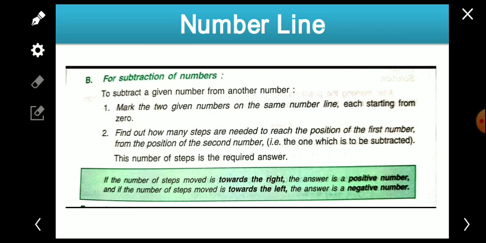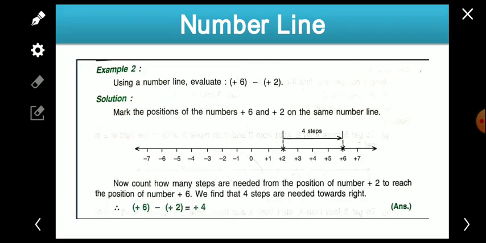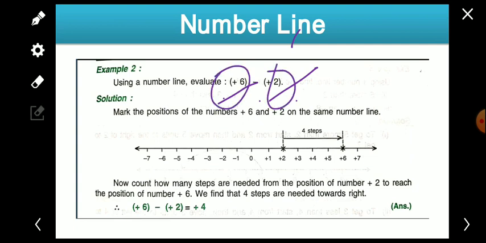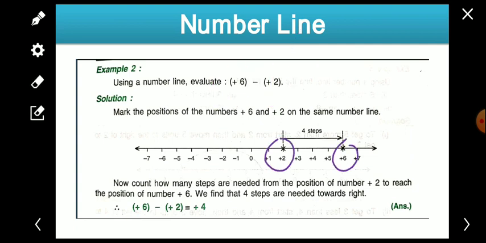Let us understand through the example. Suppose that we have to subtract this. We have to subtract 2 from 6. Plus 6 minus plus 2 means we have to subtract 2 from plus 6. So what will we do? We will mark both the numbers, plus 6 and plus 2. So here plus 2 and plus 6 have been marked.